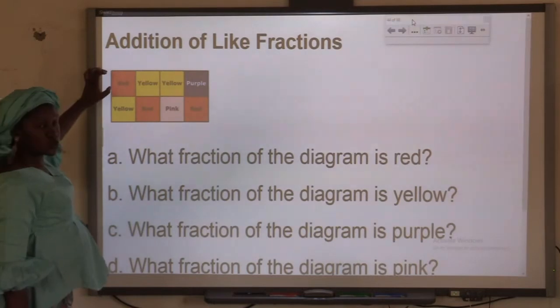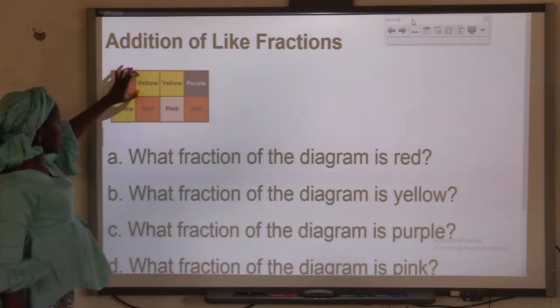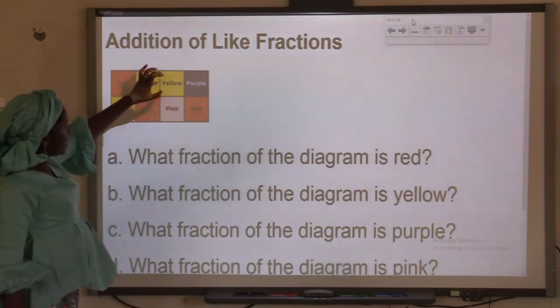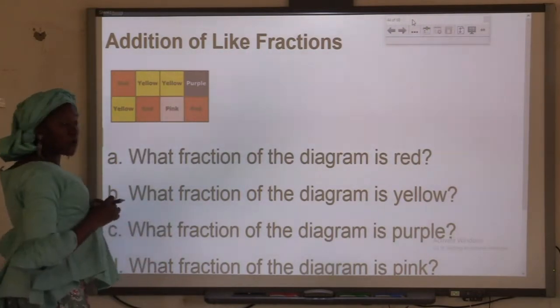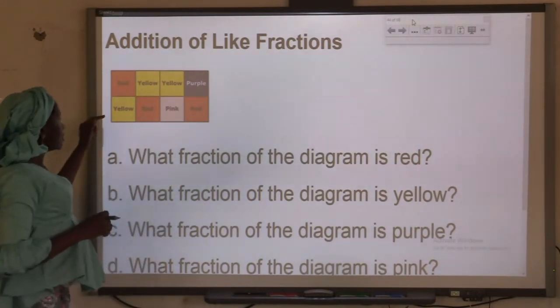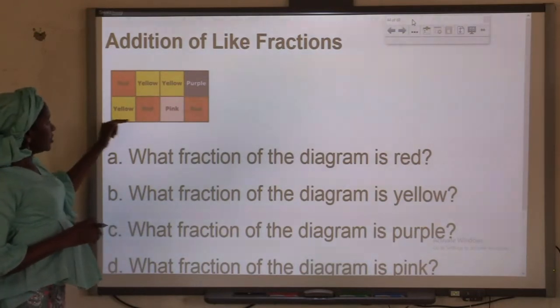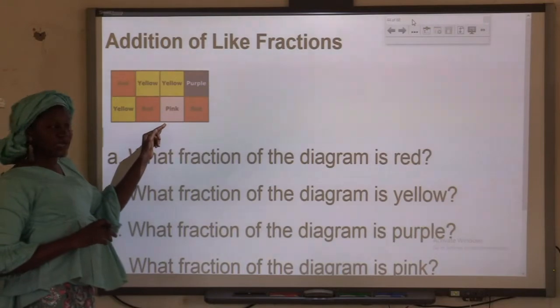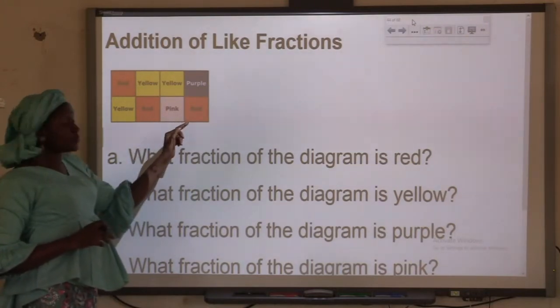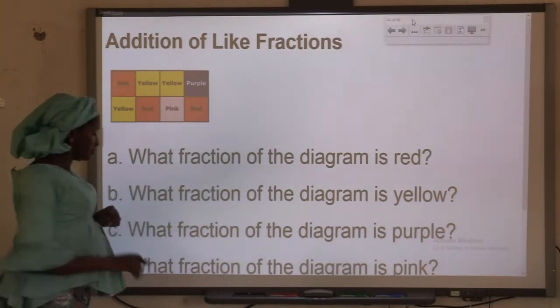The first part is colored red, the second one yellow, the third one yellow, the fourth one is colored purple, the fifth one yellow, the sixth one red, the seventh one pink, and the last portion there is red.